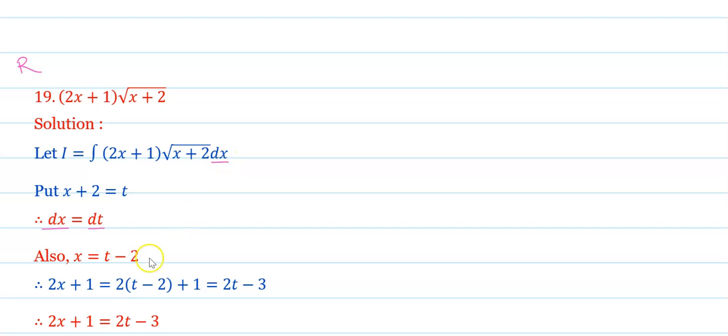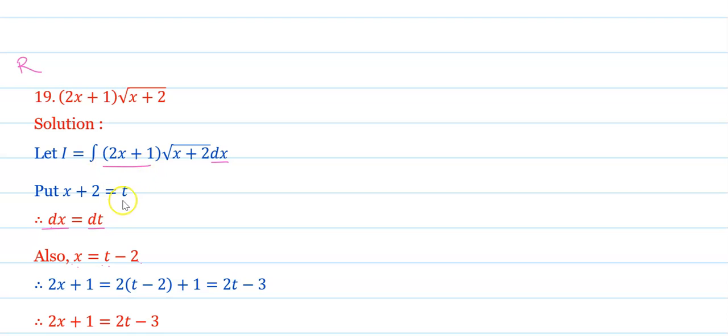हा problem लगेच संपतो आपला. The value of the dx is dt. But x plus 2 is equals to t. It implies that, what about the x? x is equals to, 2 is transferred to the right hand side, it becomes minus 2. Therefore, x is equals to t minus 2. आता x ची व्हॅल्यू आपल्याला मिळाली, which is t minus 2. If we substitute x plus 2 is t, then you will get root t.